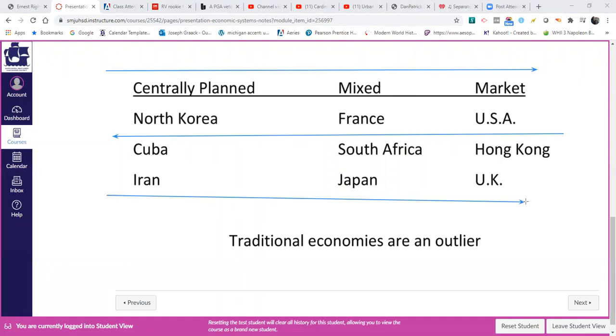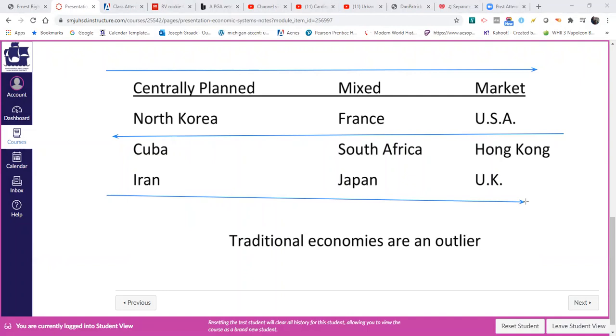As we move from left to right, France is more of a mixed economy. Right? France is more of a mixed economy. So as we move from North Korea to a country like France, we lose some government intervention and control of the economy and start adding in individual control of the economy.